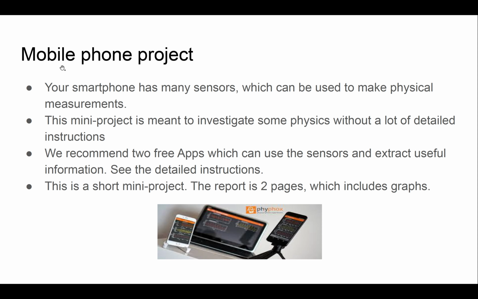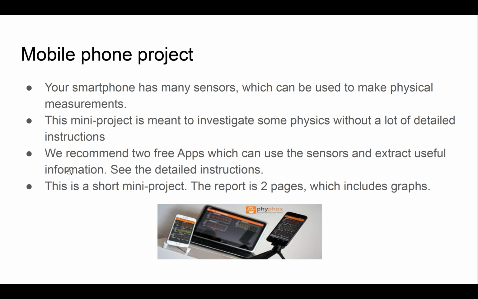The idea behind this is that your smartphone has many sensors, and they can be made to make physical measurements. Many smartphones have accelerometers, light meters, and sound meters. Some people have written some very nice apps, such as PHYS050 and Google Science Journal, which extract information from the sensors in your smartphone, draw graphs, and you can actually use them to do measurements. In the document I just showed you, we recommend two apps which can use the sensors and extract useful information, and there are detailed instructions and a lot of information on the websites.